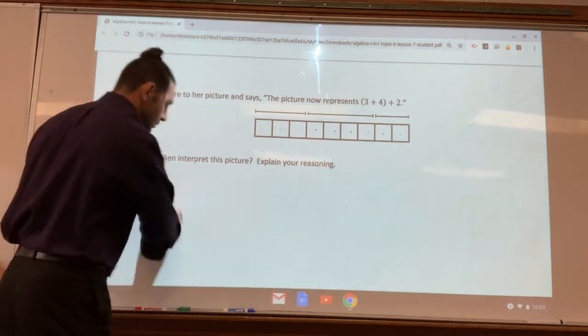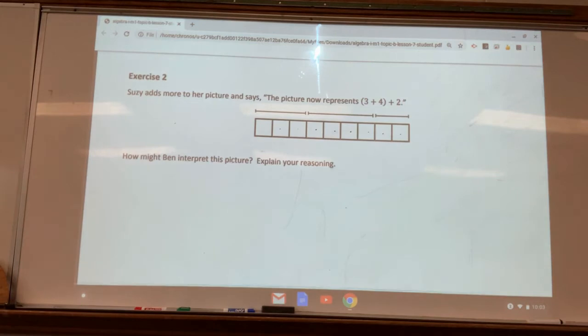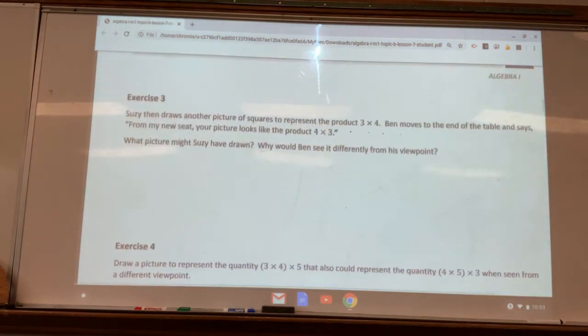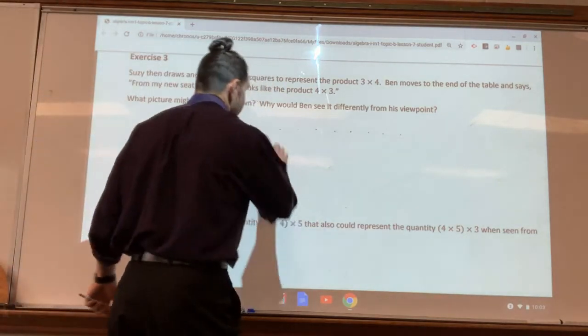So what other properties are we going to learn? Because that's the commutative property of addition. Well, wait a second, Mr. H. Susie draws another set of squares.